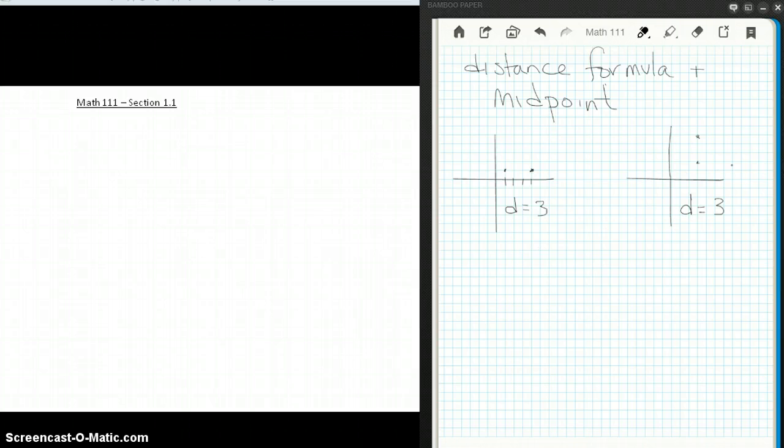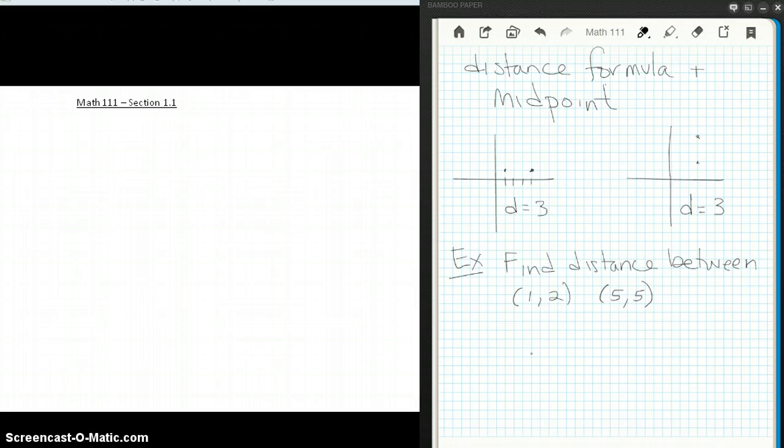But anytime the points are not directly stacked on top of each other or right next to each other, it gets a little bit trickier. So let's consider an example. Let's find the distance between 2 points, and I'm going to give you the 2 points. They're going to be (1, 2) and (5, 5).